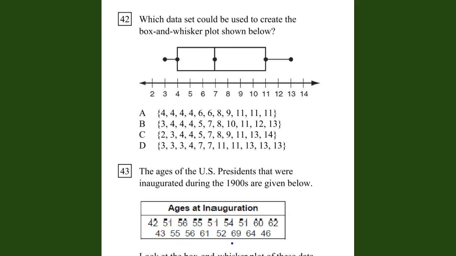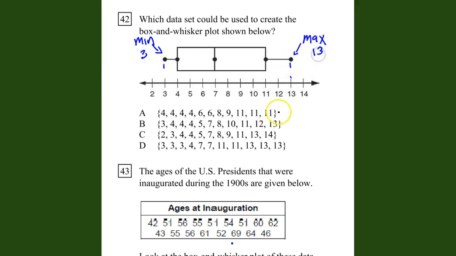Okay, let's take a look at the probability and statistics part of the review. So we have a box and whisker plot here. You have to remember what these 5 points represent to start off with. Just know that on the far left we have the min, and the far right we have the max. So we can see by going down here that the minimum should be 3, the max should be 13.